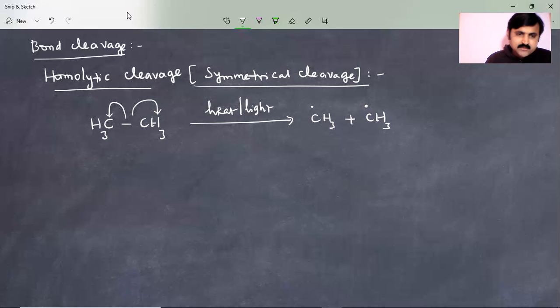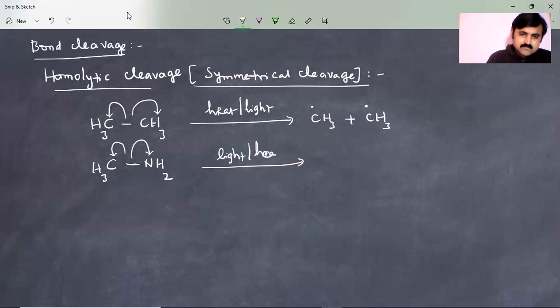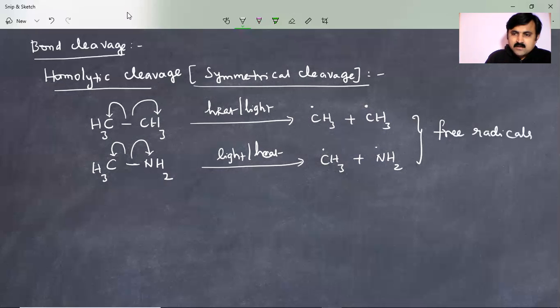if the species are related to carbon and nitrogen, like CH3 NH2, here also the same thing happens in the presence of light and heat. You will get CH3 dot and NH2 dot. So the species formed here, we can call free radicals.